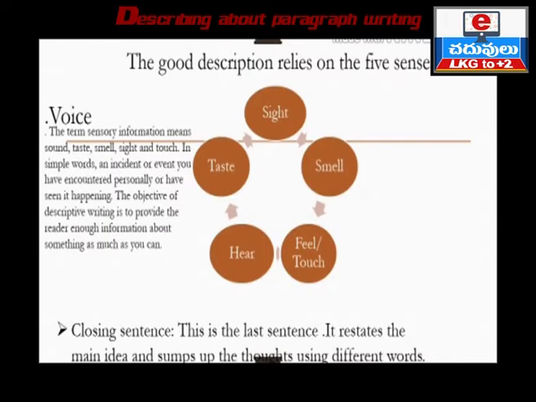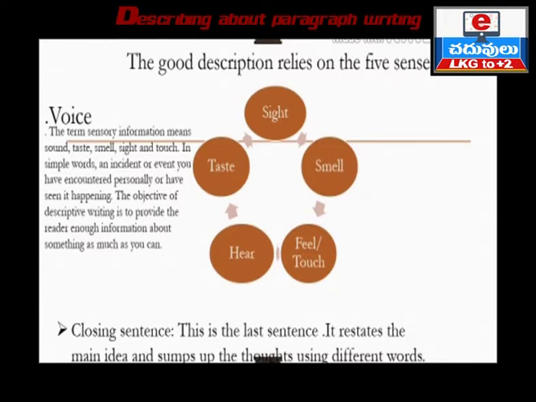A good description relies on the five senses. The term sensory information means sound, taste, smell, sight, and touch. In simple words, it describes an incident or event you have encountered personally or have seen happening. The objective of descriptive writing is to provide the reader with as much information about something as you can.